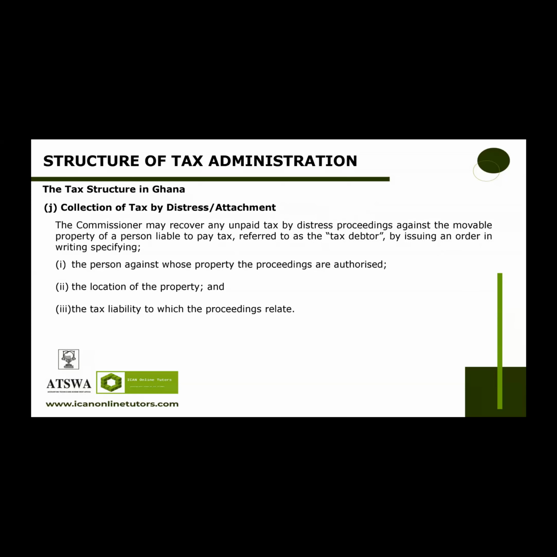The commissioner may recover any unpaid tax by distress proceedings against the movable property of a person liable to pay tax, referred to as the tax debtor, by issuing an order in writing specifying the person against whose property the proceedings are authorized, the location of the property, and the tax liability to which the proceedings relate.